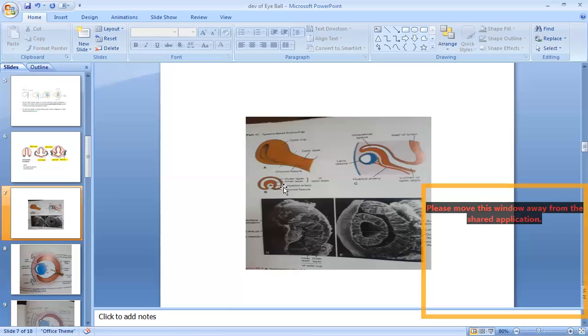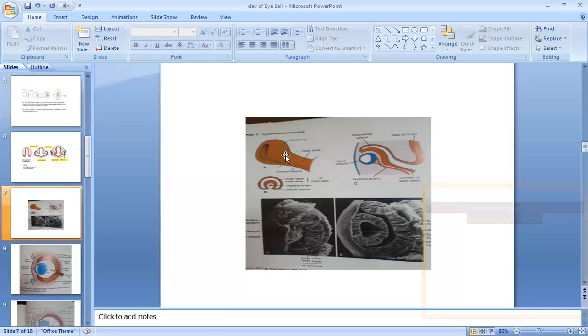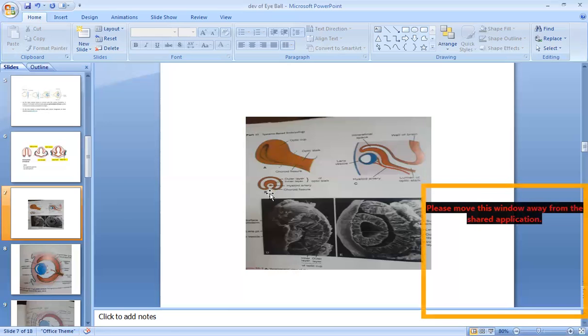If you see here, during this development there is a gap at the inferior surface of this optic stalk. This is called the choroid fissure. This is a gap, and with the passage of time this gap will close, and this fissure will be converted into a complete tube-like structure, which is called the optic canal.